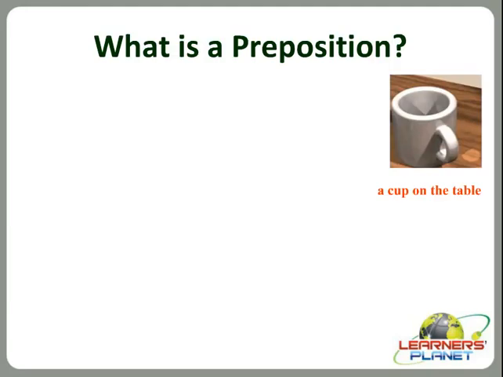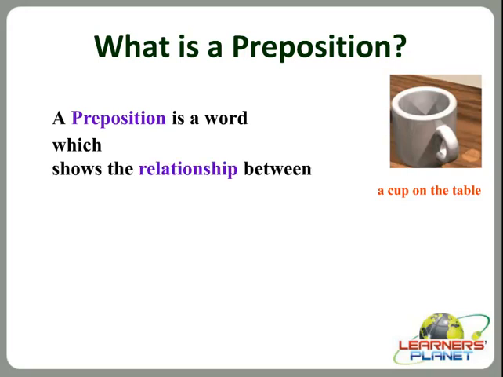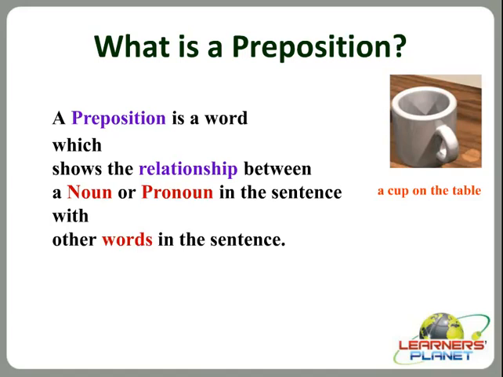What is a preposition? A preposition is a word which shows the relationship between a noun or pronoun in the sentence with other words in the sentence. Students, understand the definition very clearly. A preposition is a word which shows the relationship between noun or pronoun with other words in the sentence.